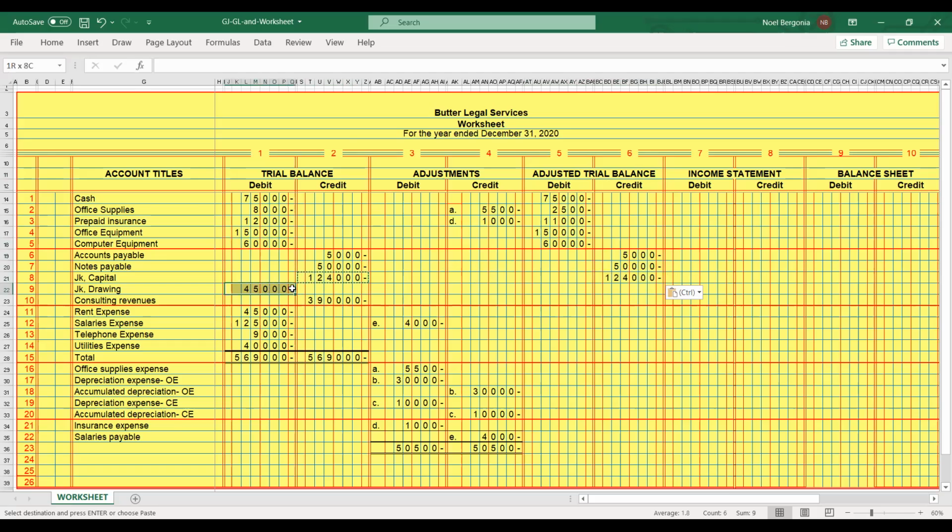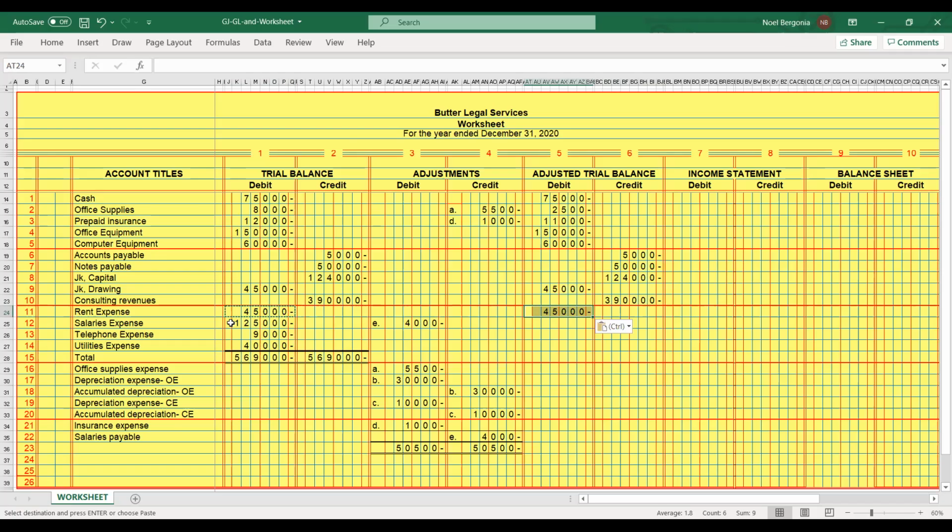Then we have JK drawing. So, that would be on the debit side, 45,000. Your consulting revenues was not affected by any adjustments. Kaya just copy it and paste it on the credit side of the adjusted trial balance. Yung rent expense, hindi rin nagbago. So, that's a debit of 45,000.